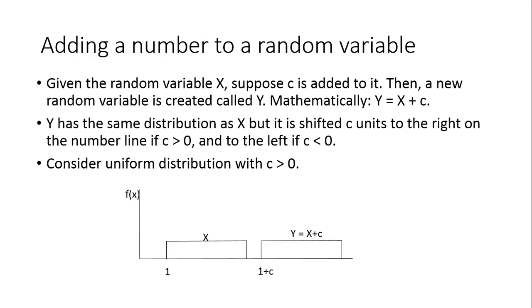So watch. This is adding a number to a random variable. Given the random variable x, suppose c is added to it. c is any number, like 5, for example. Then a new random variable is created called y. So mathematically, y equals x plus c. y has the same distribution as x, but it is shifted c units to the right on the number line if c is greater than 0, and to the left if c is less than 0.